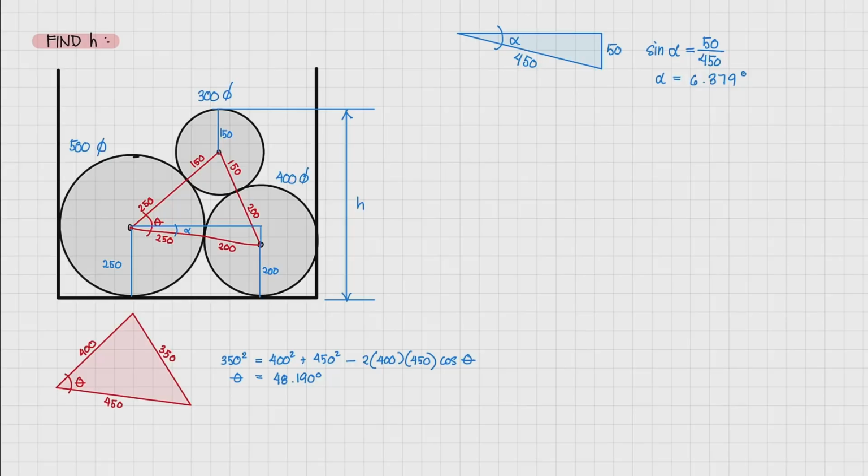From that, what we're interested in is this height. Right? And you would notice that we have a right triangle here. In that right triangle, let's name this angle beta. We can solve for angle beta because we know theta and we know alpha. So let's solve for angle beta. This is equal to theta minus alpha, so that's 48.19 minus 6.379 degrees. Our beta now would be equal to 41.81 degrees. And let's draw our triangle so we can visualize it better.